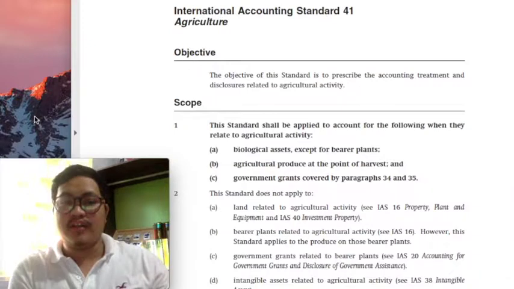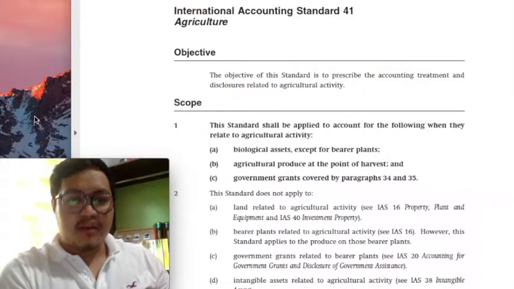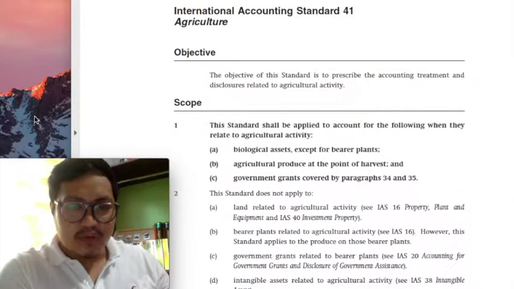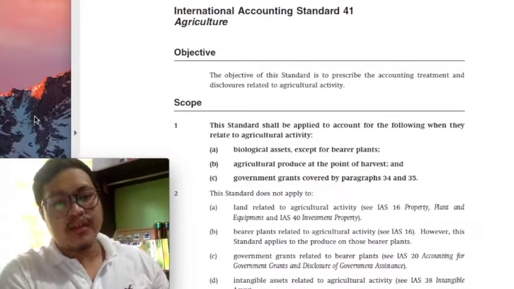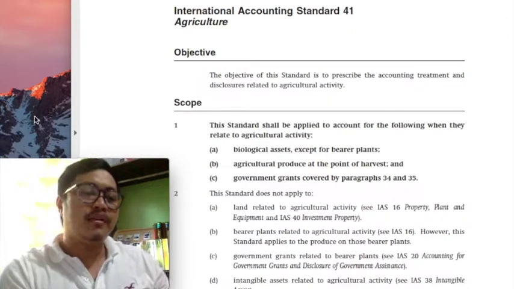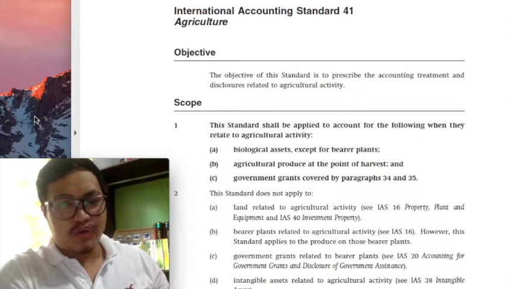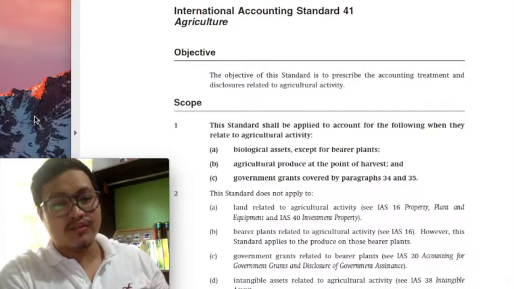And as to the scope, class, it tells us that the standard should be applied when they relate to agricultural activity, class, meaning when we are dealing with biological assets, when we are dealing with agricultural produce, and when we are dealing with government grants. Okay, but the standard also provides us with exemptions, and I hope you would understand why these items that are being excluded from the scope of PAS 41 are excluded.